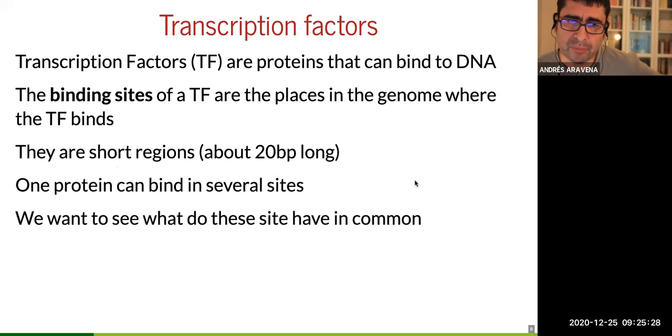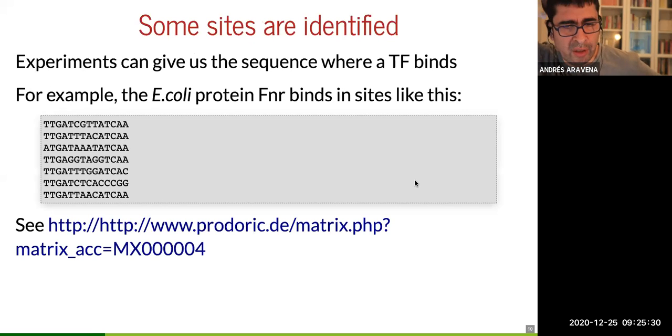So for example, I showed you some classes ago, I have an example that you can follow in this web link. I have the page, so I will show you in a minute. But with different experiments, ChIP-seq, or you know better than me, you can essentially isolate the protein when it's bound to DNA, and then separate the DNA, and then sequence the DNA. And you know that these are the sequences where the FNR protein binds. Okay, there are more. Let me show you. I have it here in the corresponding page.